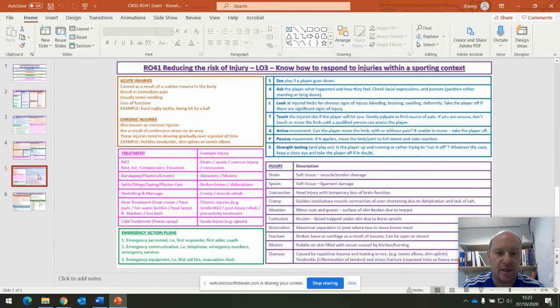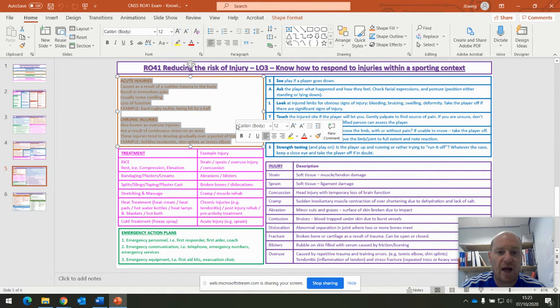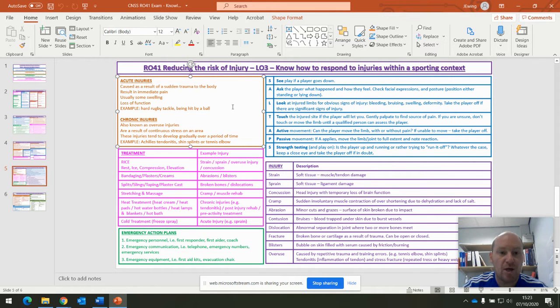There are four learning objectives for each of these courses, and I'm going to talk you through this one now, which is about reducing the risk of injury, but it's about how to respond to injuries based around sport. So the first bit we need to know is the difference between acute and chronic injuries. An acute injury is an injury that happens straight away. So this is an injury that happens if you get hit by something, or sudden trauma to the body can result in immediate pain or swelling.